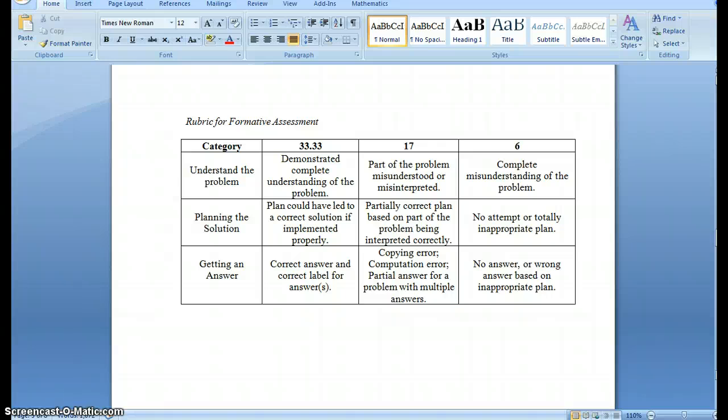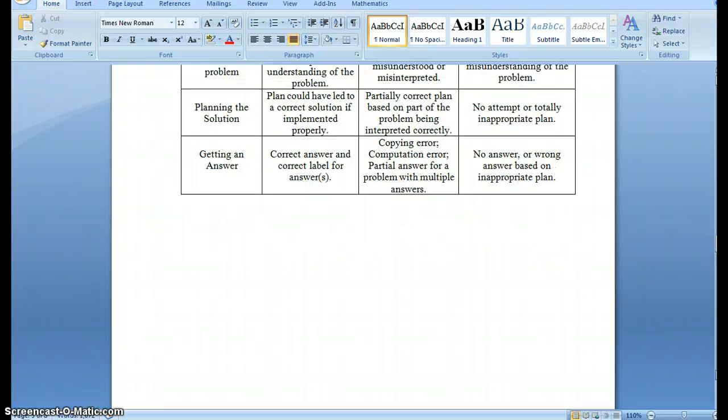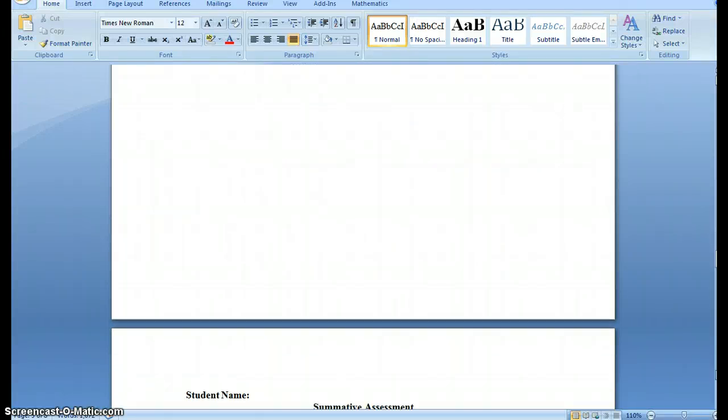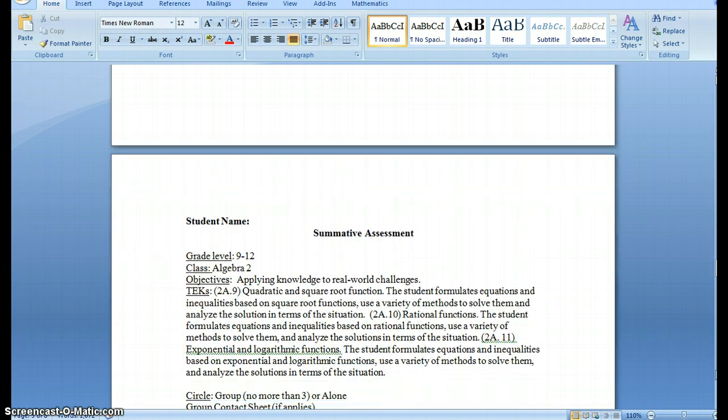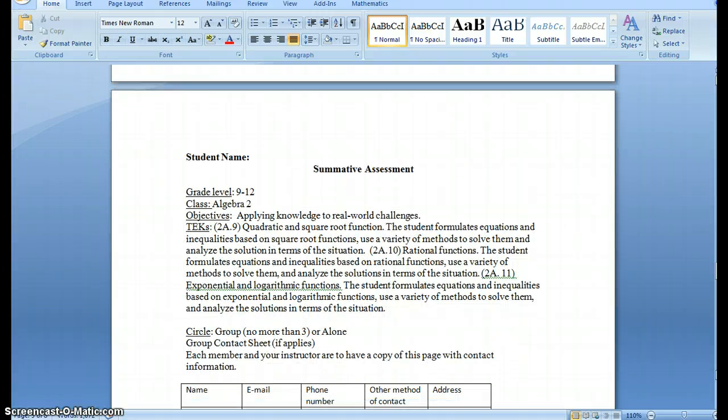Once we go over that for a couple of days, then I would go into this. Here's my summary assessment. These grade levels go from 9 to 12. There are some schools that have 9th grade Algebra 2, and this is class Algebra 2. The objective is applying knowledge to the real world. The TEKS are Algebra 2, number 9, quadratics and square roots. The students formulate equations and inequalities based on square root functions, using various methods to solve them and analyze the solution in terms of the situation.